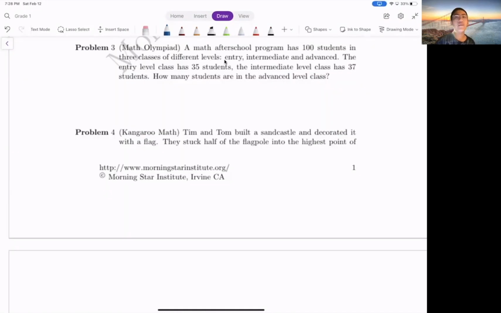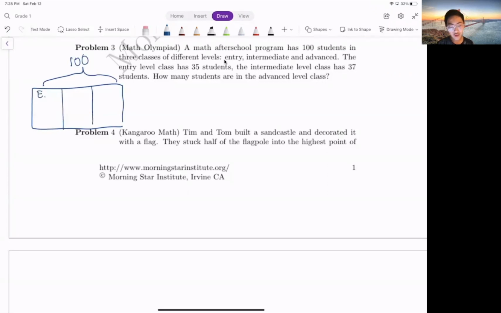Problem 3. A math after school program has 100 students in 3 classes of different levels: entry, intermediate, and advanced. The entry level class has 35 students, the intermediate level class has 37 students, and how many students are in the advanced level class? So for this problem, let's draw a table. We know that in total there are 100 students, and we know that for the entry, there are 35, and for the intermediate, there are 37. And what we have to find out is the advanced.